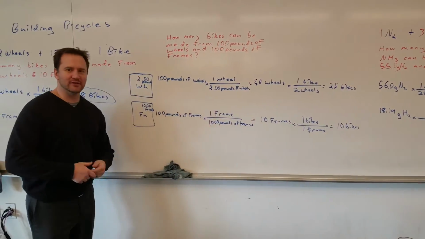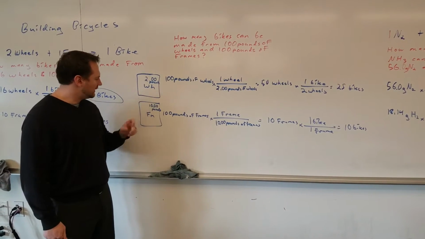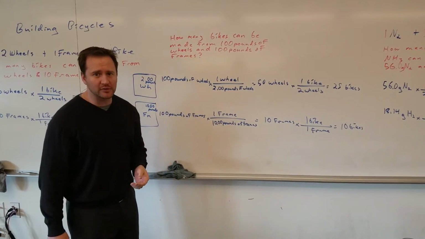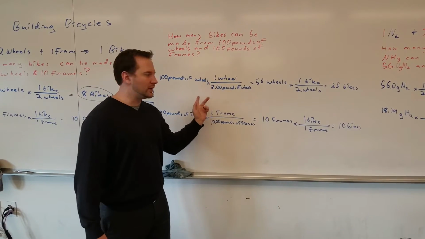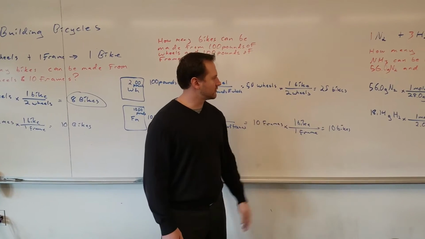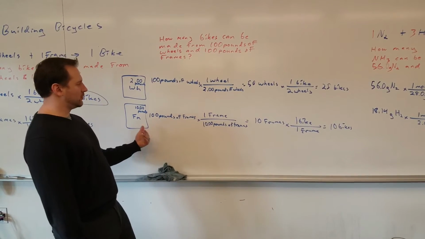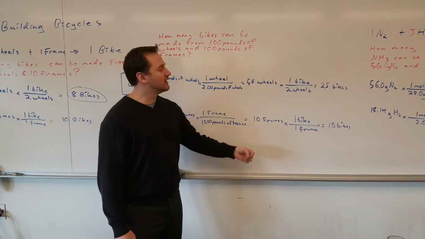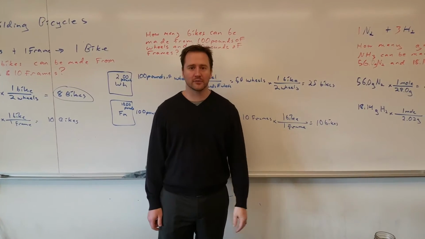So, say all of a sudden this magic information came at you and said, each wheel weighs 2 pounds and each frame weighs 10 pounds. Then you could figure out how many of each you have and figure out how many bikes you could make. So, from the 100 pounds of wheels, for every 1 wheel, it's 2 pounds of wheels, that's 50 of them. And if 1 bike requires 2 wheels, then I can make 25 bikes from that. Going with the frames, if each frame weighs 10 pounds and you have 100 pounds of them, that's 10 frames. And since it's a 1-to-1 ratio between bikes and frames, you could make 10 bikes from that.